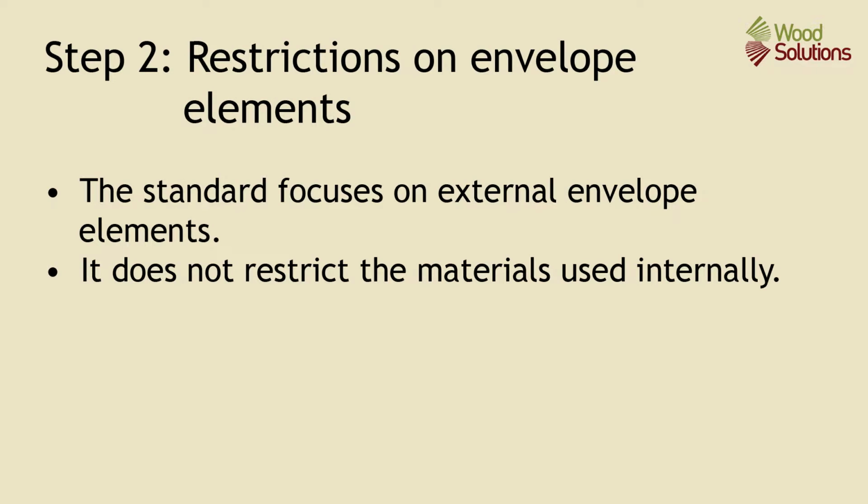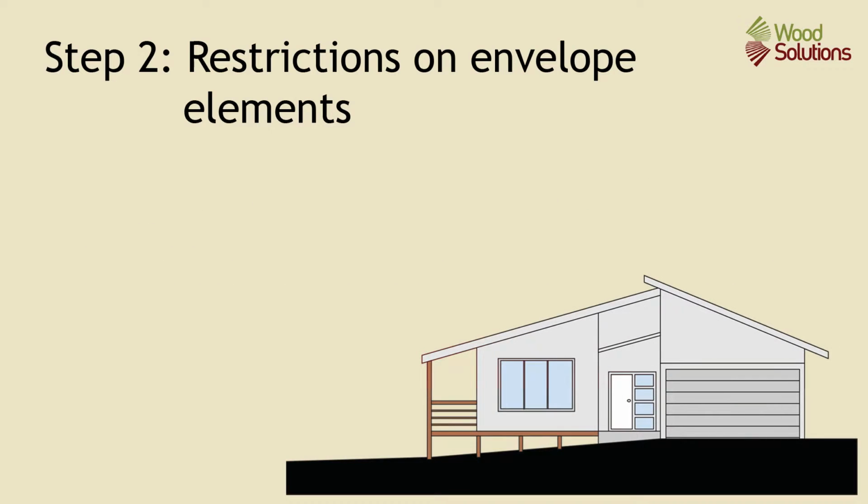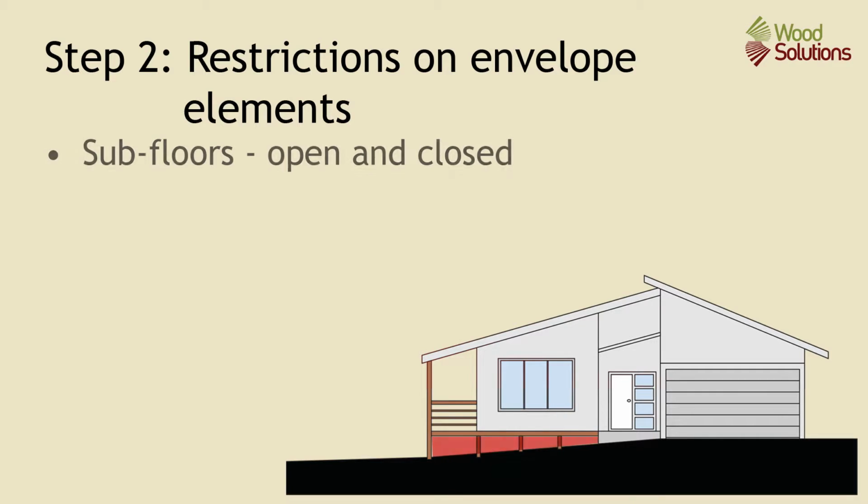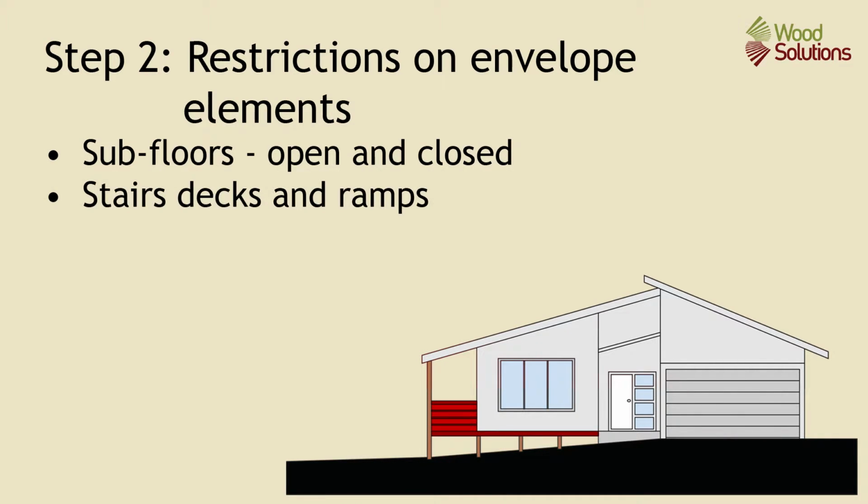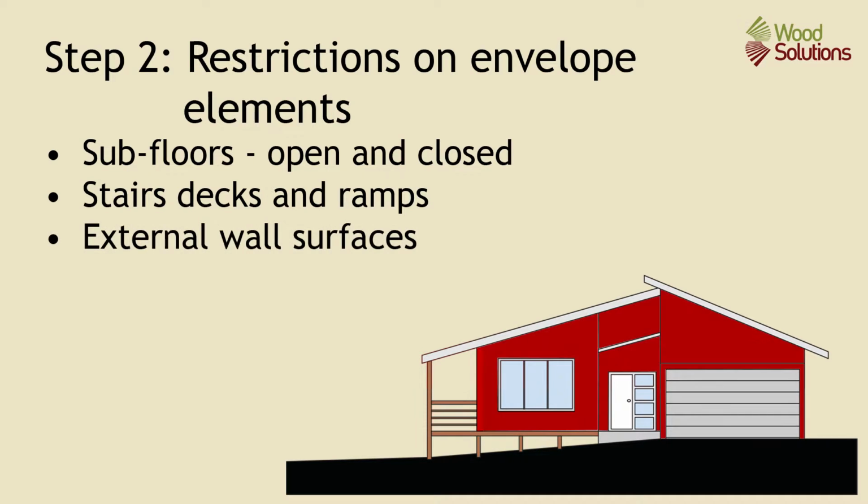Step 2 is complying with the restrictions on envelope elements for the designated BAL level. The standard focuses on external elements of the building, those exposed to embers or heat from the bushfire. It doesn't restrict the materials used internally. Specific requirements exist for the building subfloors, both open and enclosed, stairs, decks and ramps, and external wall surfaces.